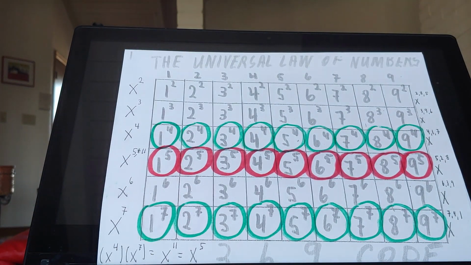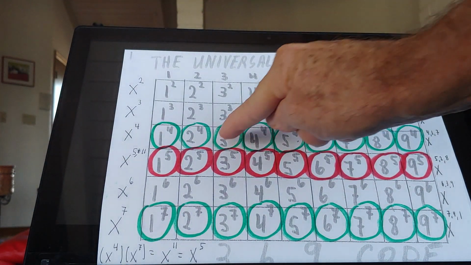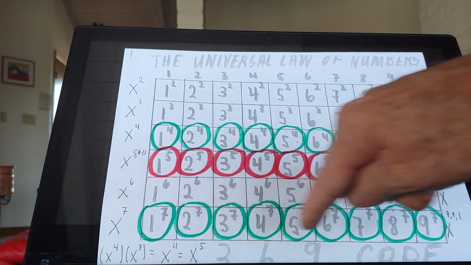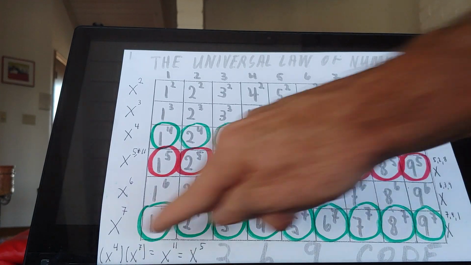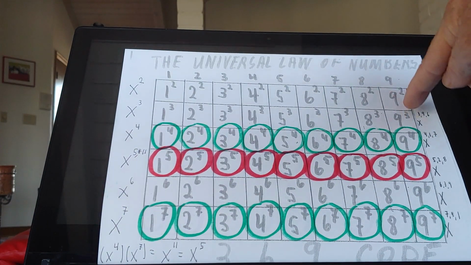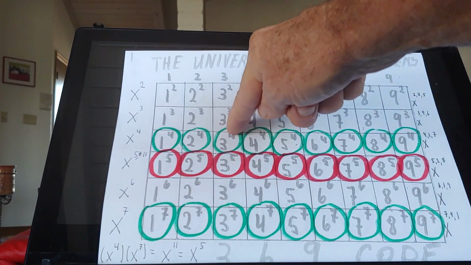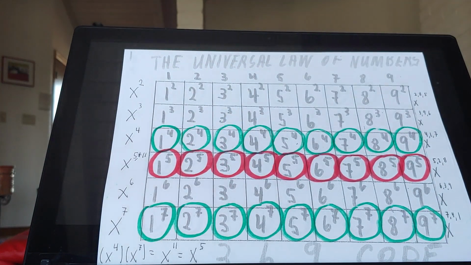And we look at it here again, and we see that 3 to the 4th times 3 to the 7th would be 3 to the 11th. So we go 3 to the 7th, 3 to the 8th, 3 to the 9th, 3 to the 10th, 3 to the 11th. So 3 to the 7th times 3 to the 4th is the same thing as 3 to the 11th.